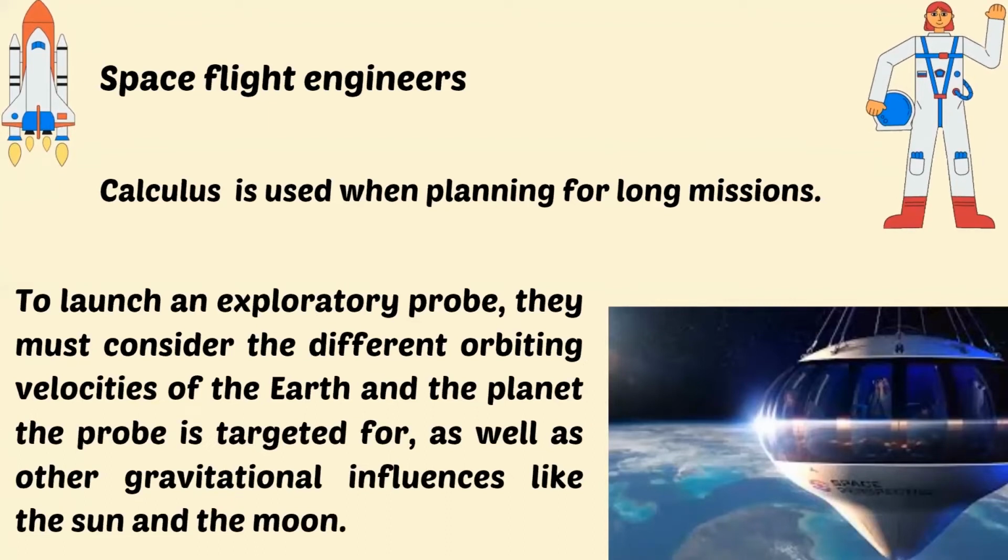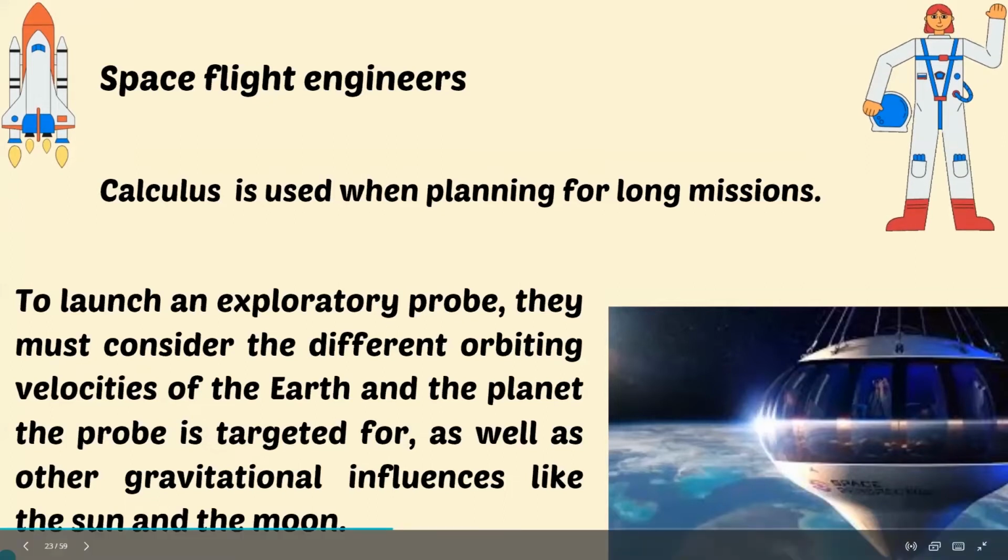While we are going to launch something, there will be different velocities, that of the planet or that of the Earth, where we are going, or whether it's space. To launch such a thing, they must consider the different velocities, maybe of the Earth, of the planet, or where it is targeted for. Then what will be the gravitational influences, whether there will be any influences from other planets or other objects. A lot of things have to be considered, so this is being used even by the space flight engineers.